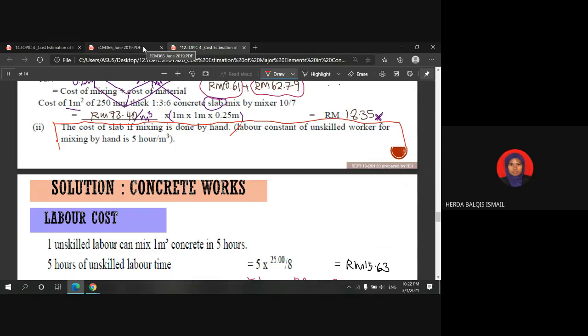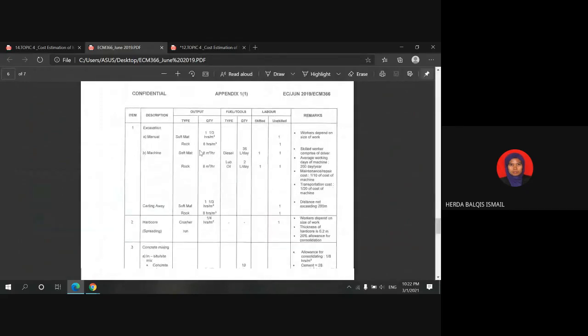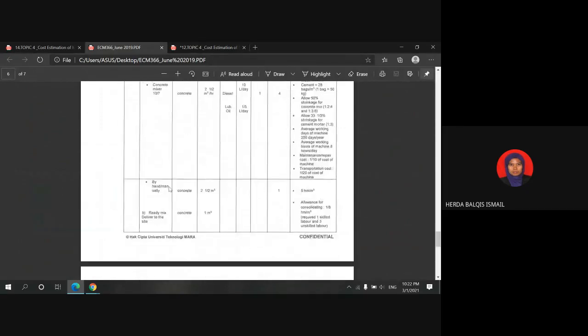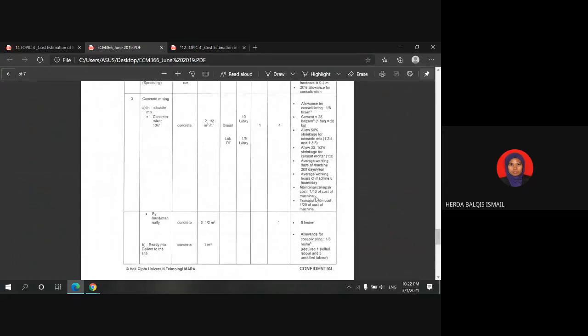Basically, this constant, in a past year question, you can get from the appendix. If the concrete is mixed manually, this is the constant: one unskilled labor is required, and 5 hours is needed to mix 1 cubic meter of the concrete.